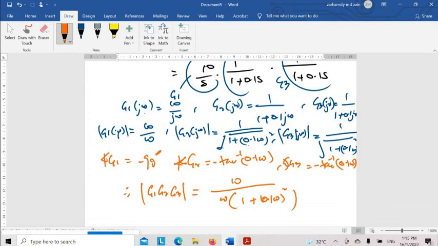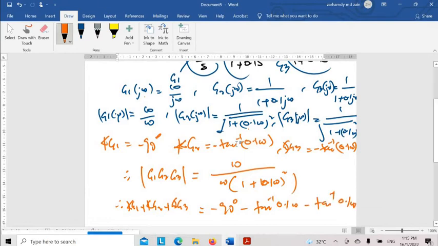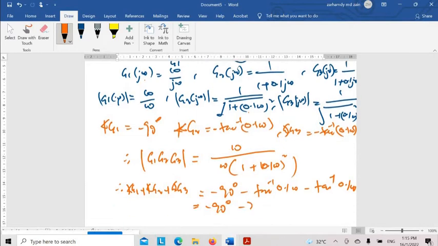If we look at the total of G1, G2, G3, we have G1 plus G2 plus G3. Do not multiply the phases; you add them. So we have negative 90 plus tangent inverse 0.1 omega plus tangent inverse 0.1 omega. So we get negative 90 minus 2 tangent inverse 0.1 omega. Yes, this is okay, is it right?